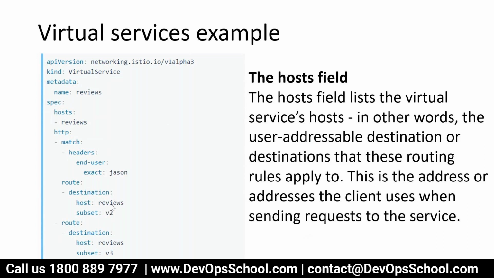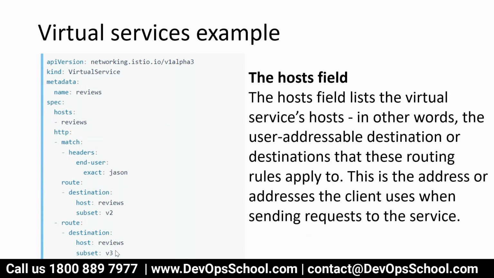This reviews is a service and subset version 2. Here it is routing to reviews version 3. So here, depending on what you are trying to transfer, reviews v2 will come to here, and v3 will come to here.